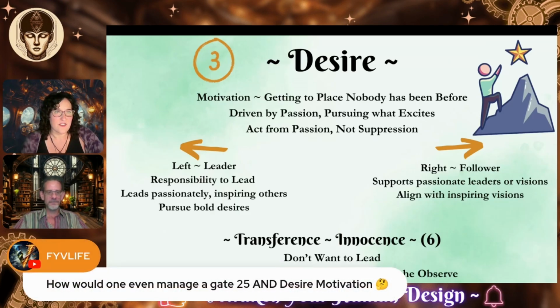Also, I have a comment from FYV Life: how would one even manage a gate 25 and desire motivation? Because it's the innocence of gate 25, but then a desire motivation. That is a good question. Don't forget, variable and your design are separate from one another. One is dropped into the other. The variables are dropped into the design, and then the design has a trajectory and a consciousness to go with it. But the design itself, the 25, read it into your incarnation, your body graph, your way, and then add the motivation of desire on top of it.